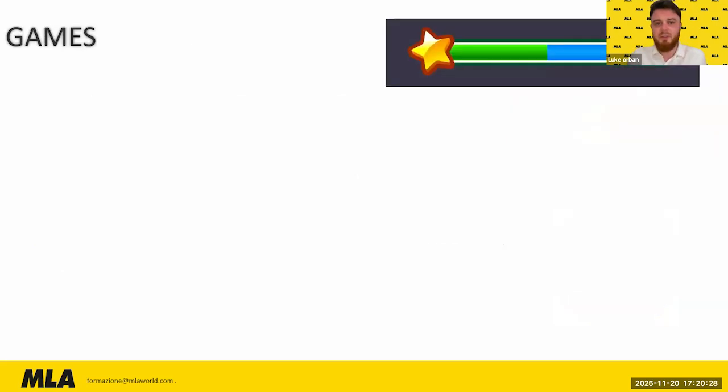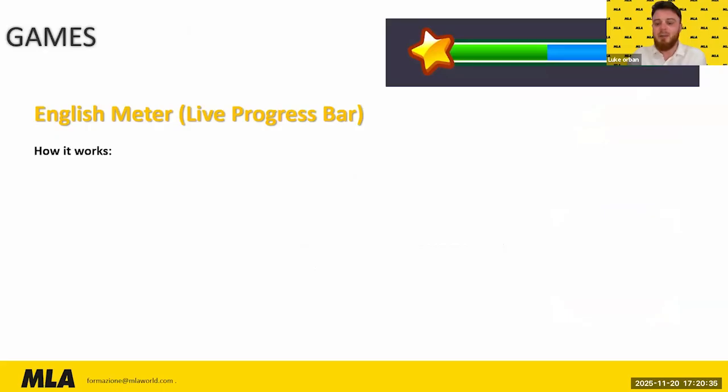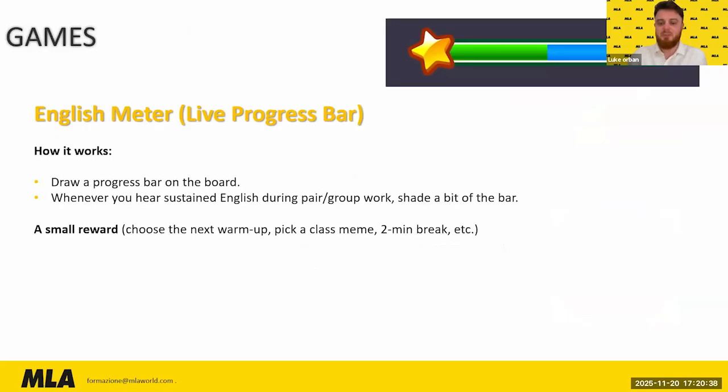So as I mentioned, we're going to look at a few games. The first one is the English meter game or a live progress bar. How it works is fairly self-explanatory from the diagram or the picture, as you can see. So you draw a progress bar, not too dissimilar to this one that's projected onto the screen. And whenever you hear the students using English for a sustained period of time in their pair or in their group, you shade in a bit of the bar. The longer they're speaking English, the more of the bar gets filled in.